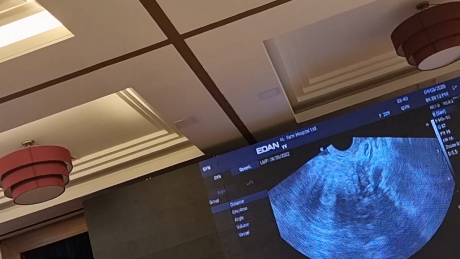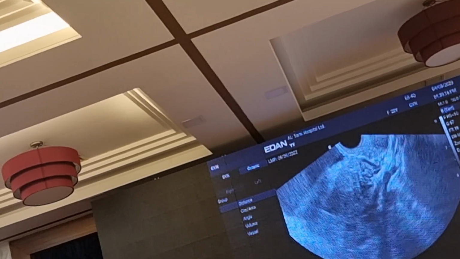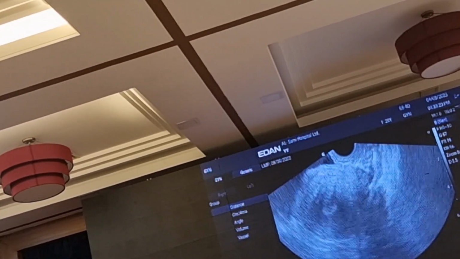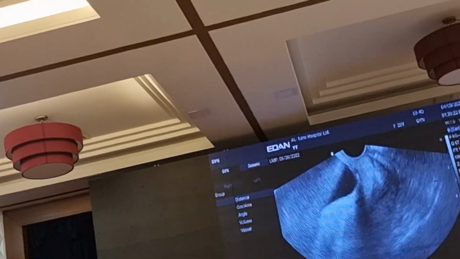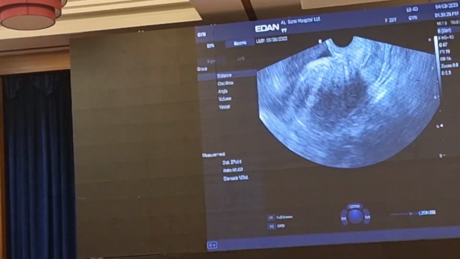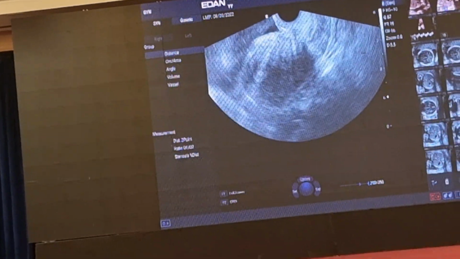Now keeping the left ovary in view, I am turning my probe at right angles so that I have scanned the ovary in two planes. Alright, so that finishes the entire scan of the uterus. She does have an absolutely normal uterus, so we don't really need to do anything.